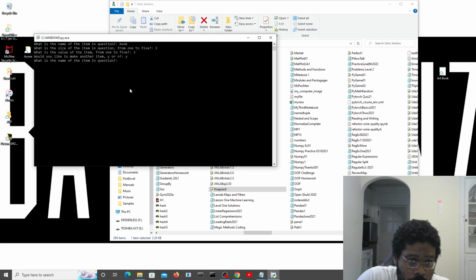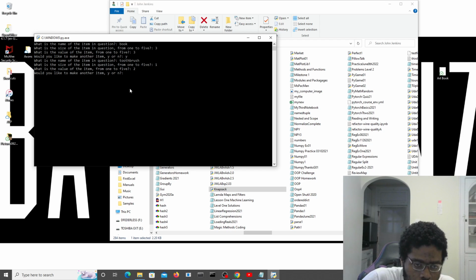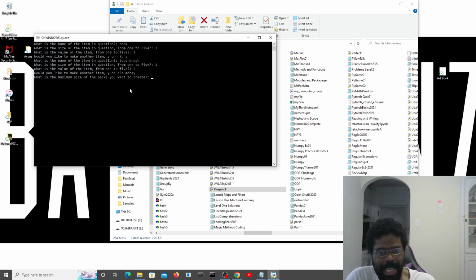What is the name of the item in question? Toothbrush. And what is the size of the item? I'll say about a 1. What is the value? It's not a crazy high value for a toothbrush. It's around 2. It's not going to be 5 out of 5. So what was the last thing? Money. And hopefully the size of my money is a 4 out of 5.